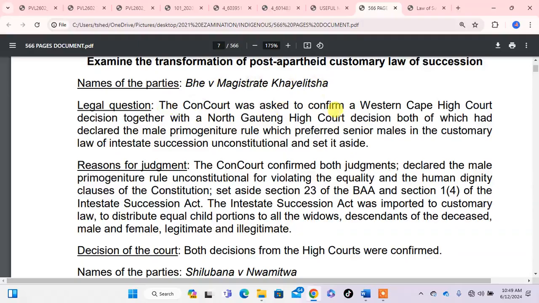The Constitutional Court was asked to confirm a Western Cape High Court decision together with a North Gauteng High Court decision, both of which declared the male primogeniture rule, which preferred senior males in the customary law of intestate succession, unconstitutional and set it aside. The ratio decidendi was that the Court confirmed both judgments and declared the male primogeniture rule unconstitutional for violating the equality and human dignity clauses of the Constitution, setting aside Section 23 of the BAA and the relevant section of the Intestate Succession Act. The Intestate Succession Act was imported into customary law to distribute equal child portions to all widows and descendants of the deceased, male and female, legitimate and illegitimate.